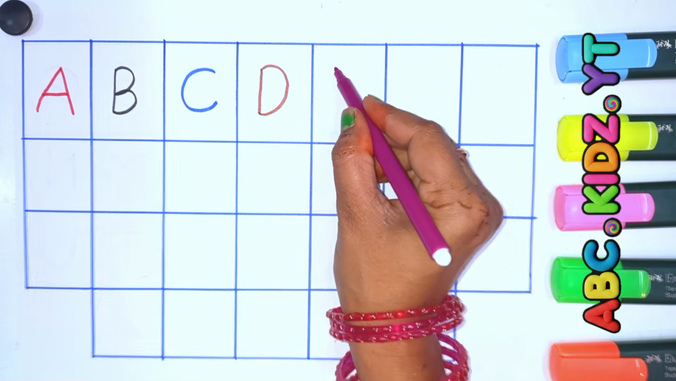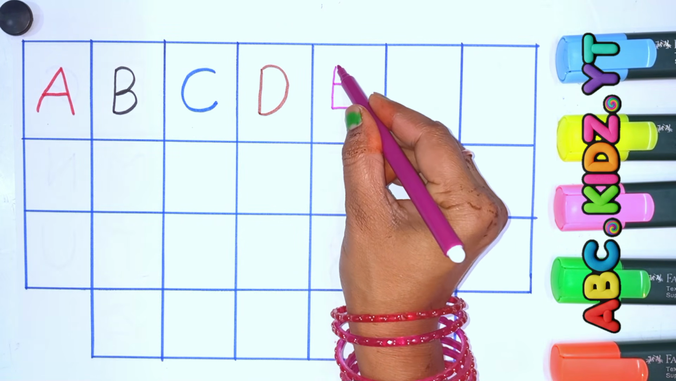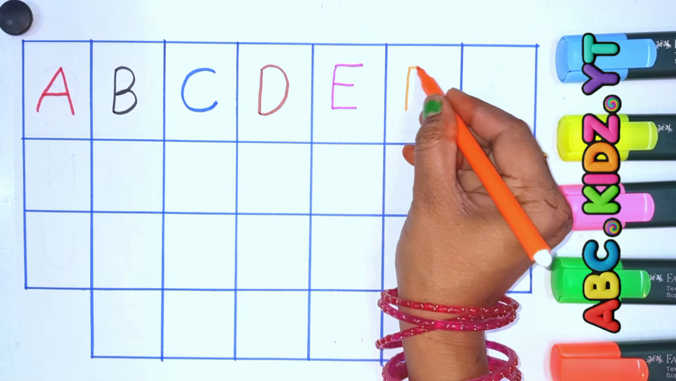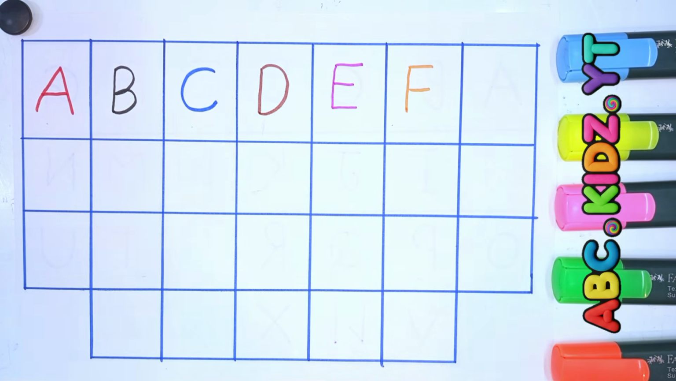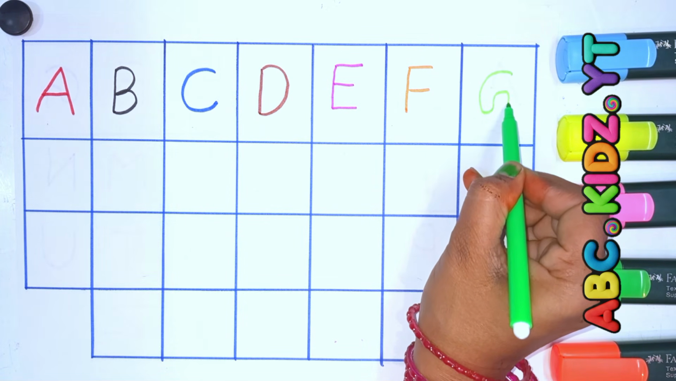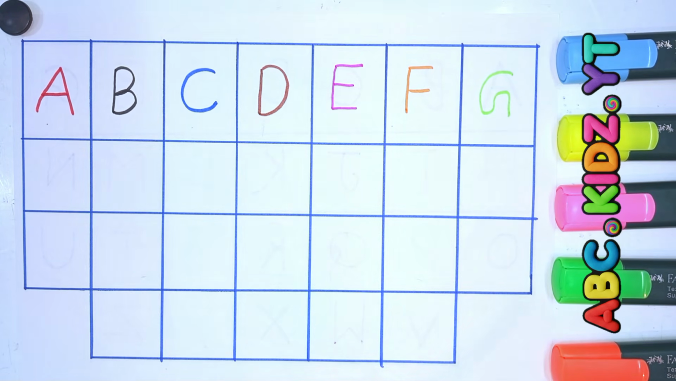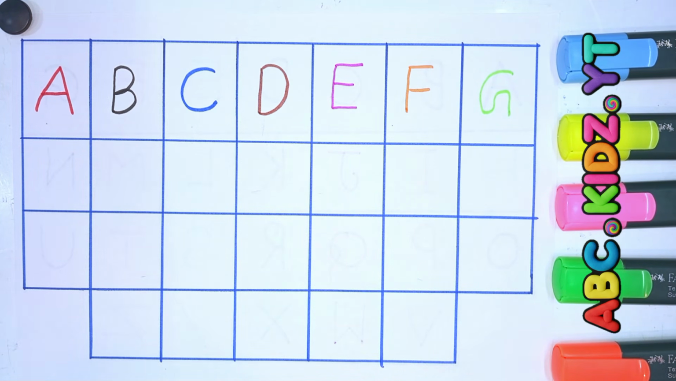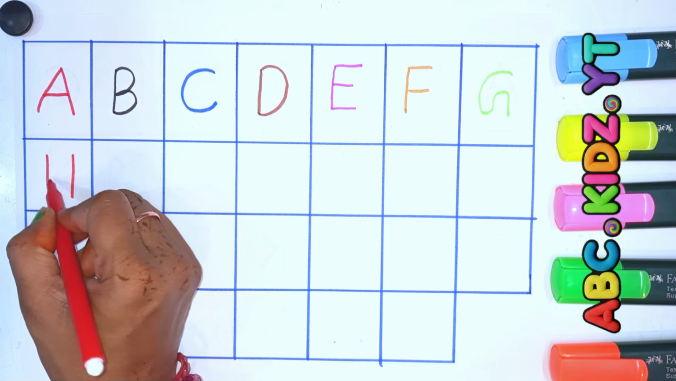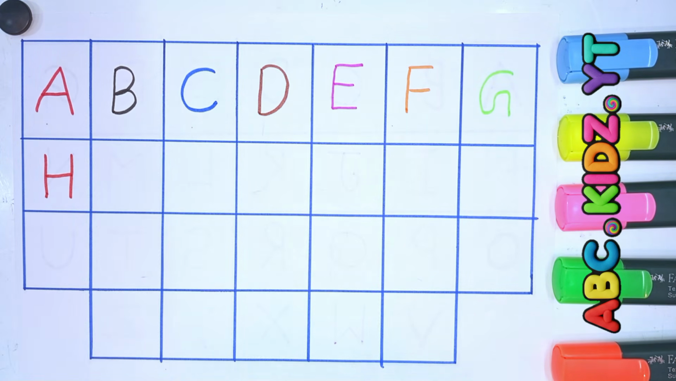E for egg, F for fan, G for girl, H for horse.